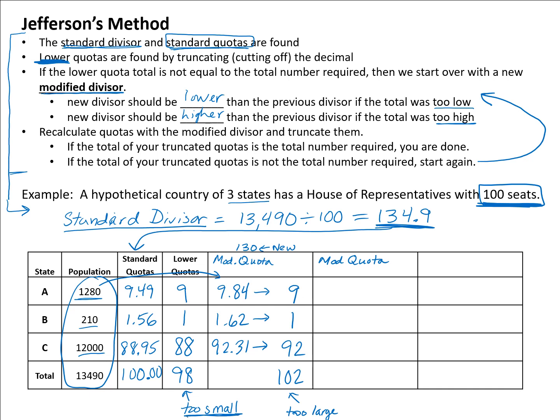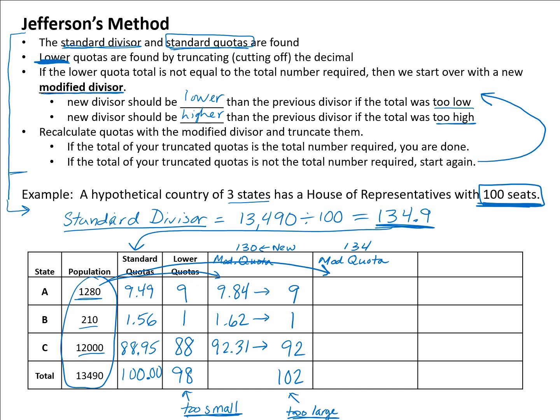134.9 was too small, 130 was too large. So I need something in between. Why don't we try 134? So let's go back a little higher, because maybe I went too low, way too low before. So if I try 134 as my new modified divisor, go back to the population values again and redivide.